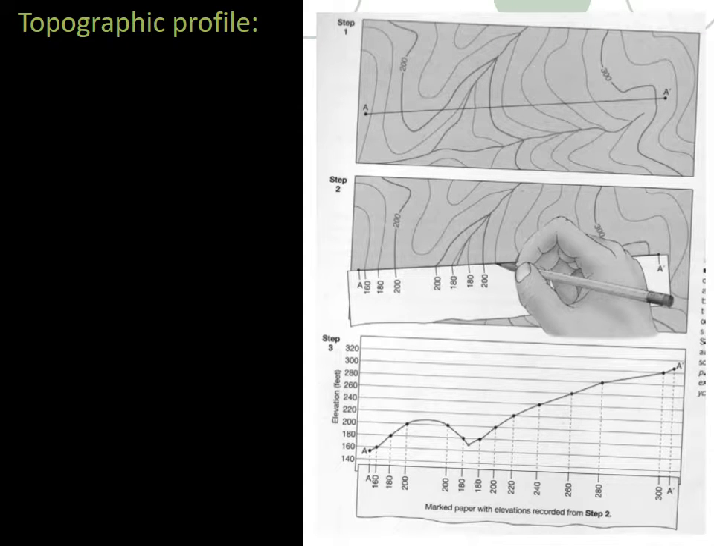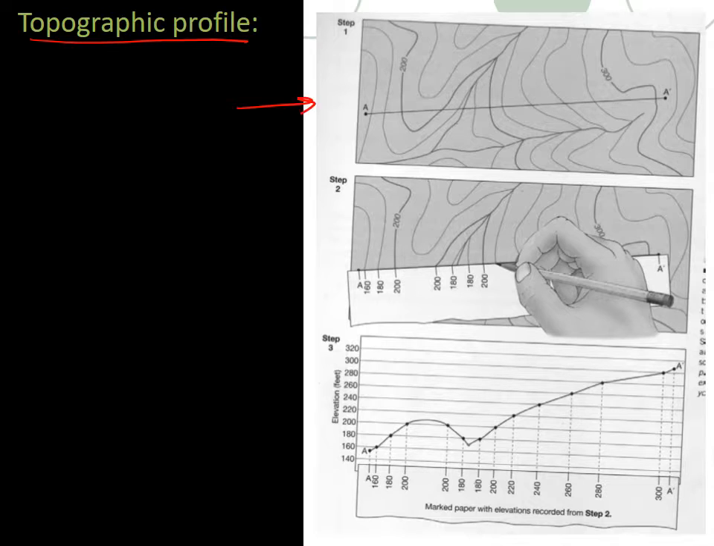One really nice thing you can do with a topographic map is create what's called a topographic profile. In other words, it's a look at the shape of the landscape, how high it is, how low it is, how steep it is, how not so steep it is, from one point to another. All we need to do that is the map, a small piece of paper, and a pencil. And so here's how it works.